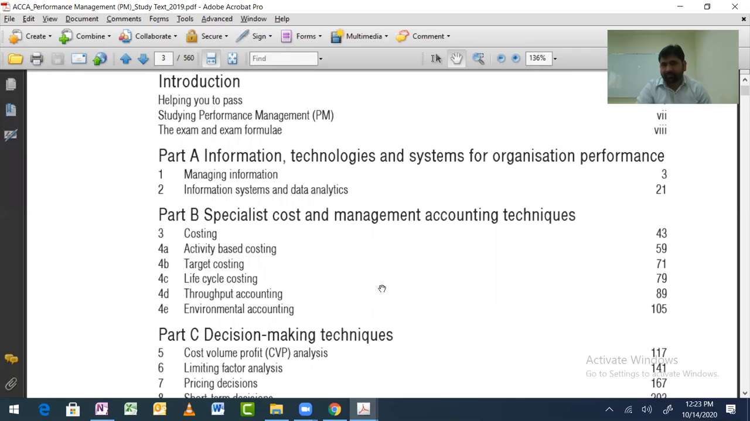Still, ACCA, BPP and Kaplan, they love to do these kind of magical things. What can we do? Same with F9, nothing has changed. In F9 and costing, nothing can change. It is not tax, it is not accounts, that the IFRS will change. But anyways, no problem. Fine, I'll send these things, the book also. Yes, sir.